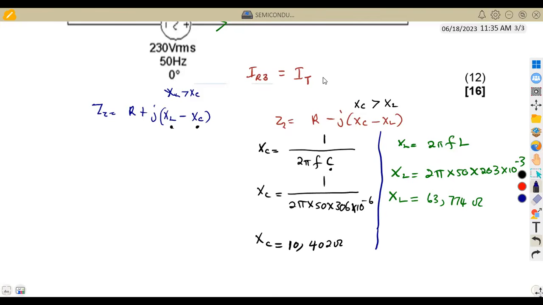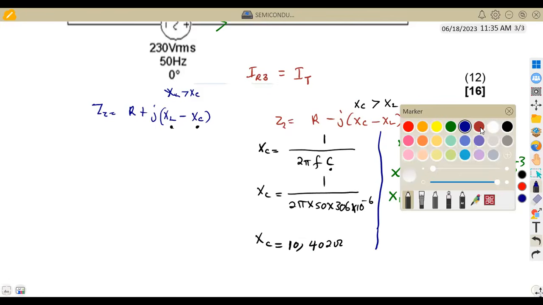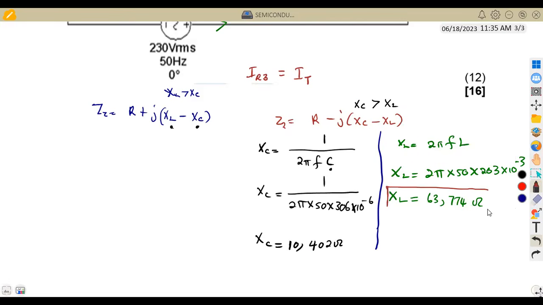So like I said, you have to compare between these values so that you know which formula to use between XL and XC. Compare which one is bigger between these two. As we can see, our XL is bigger than XC. So meaning to say we are going to consider this part that XL is greater than XC.